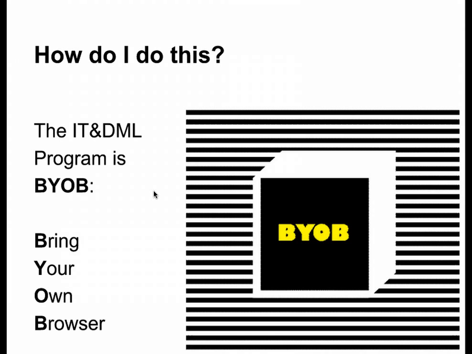In our program, there's no textbooks. We build the text as a class. Everything exists in Google Apps, in Google Sites, Google Docs, Wikispaces. How many people use Wikispaces here? Yeah, Wikispaces is great.